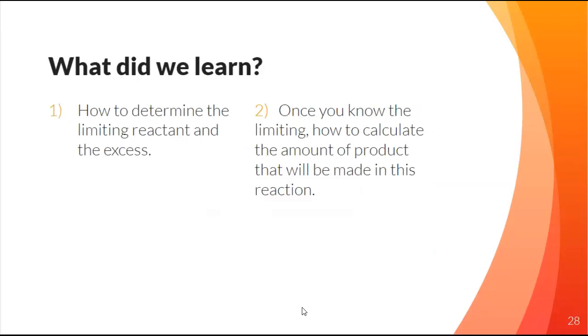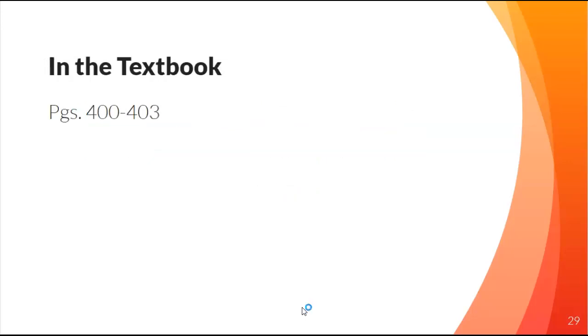So in this lecture, we learned what the limiting reactant was and how to determine it, and which one is also going to be the excess. And then we learned that once you know the limiting reactant, you can calculate the amount of product that will be made. If you want to see what the textbook has to say, this is pages 400 to 403.